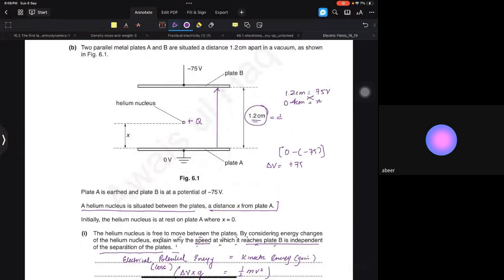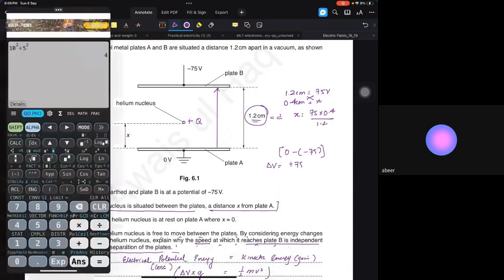I'm going to cross multiply this. 75 times 0.4 divided by 1.2. Let's find it out first.